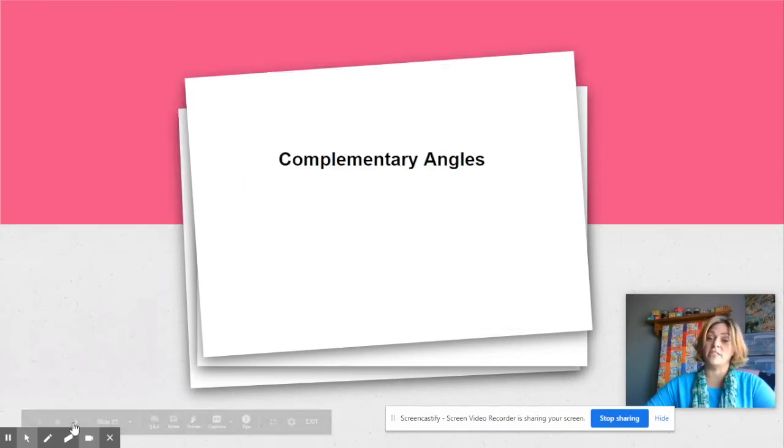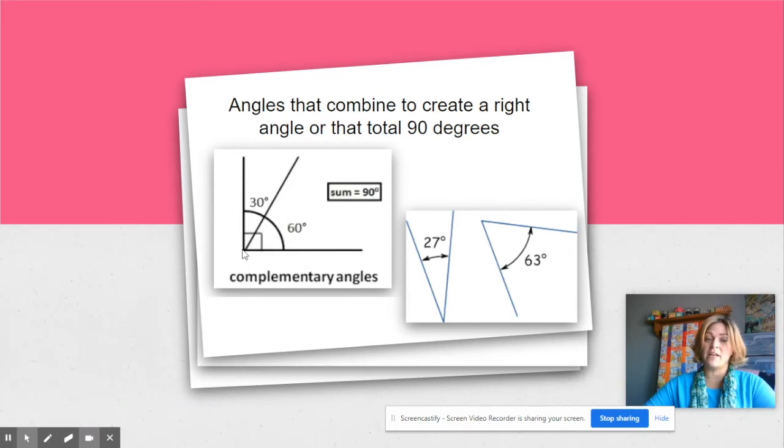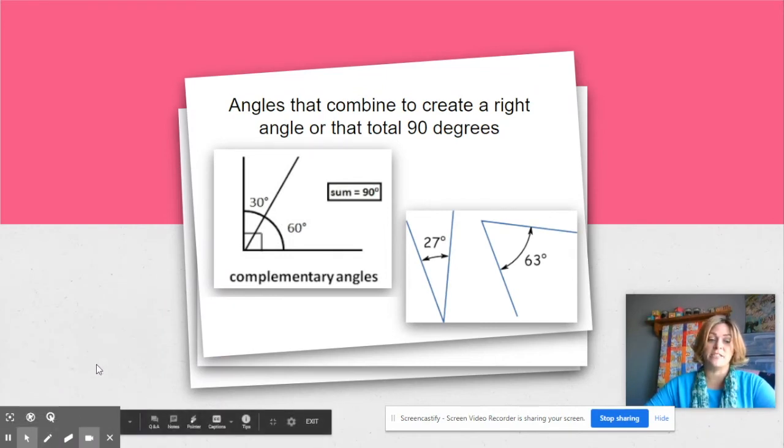Complementary angles are very similar to supplementary angles, except complementary angles add up to 90. So they can be all together to make a right angle, to make 90 degrees, or they can be completely separated. They still are considered complementary angles. They have to add up to 90 degrees.